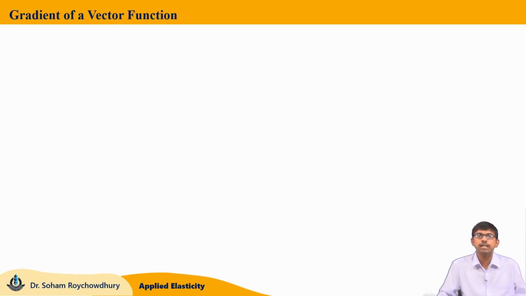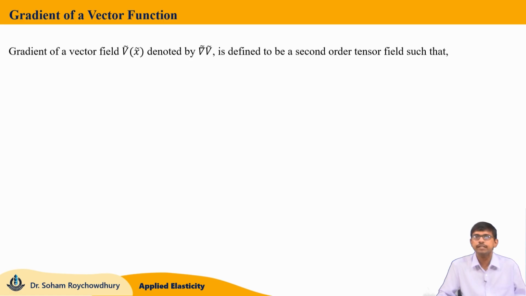Now, similar to the gradient of a scalar, we can also find the gradient of a vector function. Now, how is that defined? Gradient of a scalar was defined to be a vector. Gradient of a vector is defined to be a second order tensor. So, as we are applying the gradient operator on any quantity, its order is getting increased by 1. Gradient of a scalar was a vector, gradient of a vector is a second order tensor.